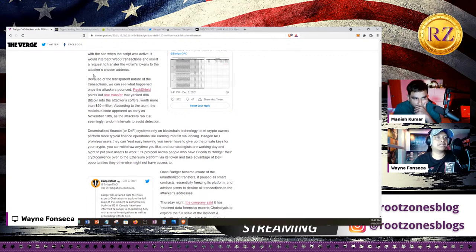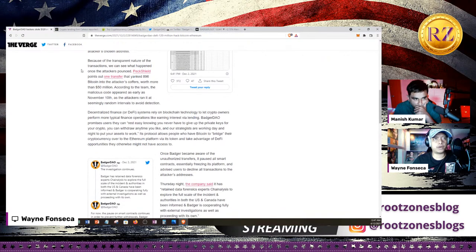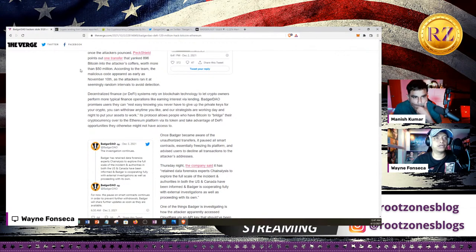Because of the transparent nature of the transactions, we can see what happened on the attacker's wallets. PeckShield points out one transfer yanked 896 Bitcoin into the attacker's coffers, more than $50 million. According to the team, the malicious code appeared as early as November 10, and the attackers ran it at seemingly random intervals to avoid detection.